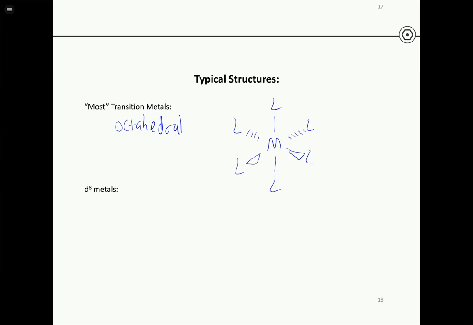Another one that we very frequently see, especially for d8 metals, so we're going to talk next time about how to count d electrons. So if that doesn't make any sense, then just hold your breath until next time. But when we know how many d electrons there are on the transition metal, we can use that to sometimes help us predict the geometry. So in many cases, and especially for the second and third row transition metals, d8 metals are going to be usually square planar.